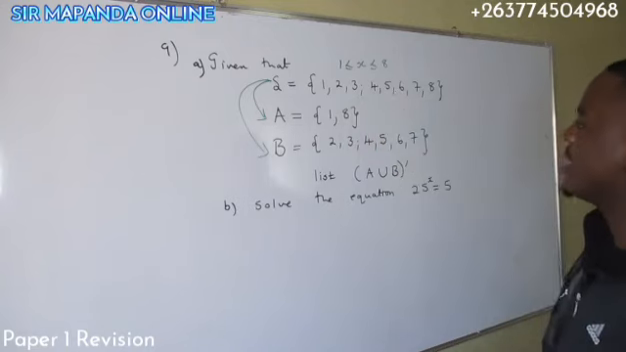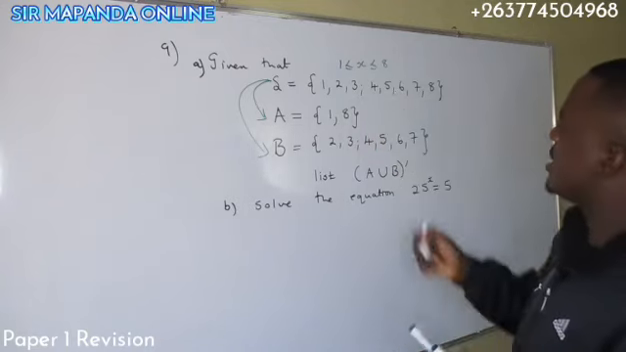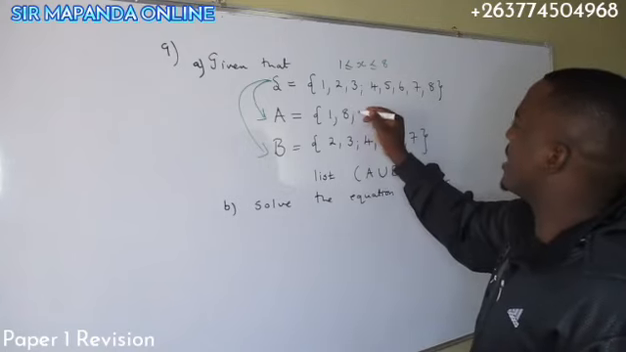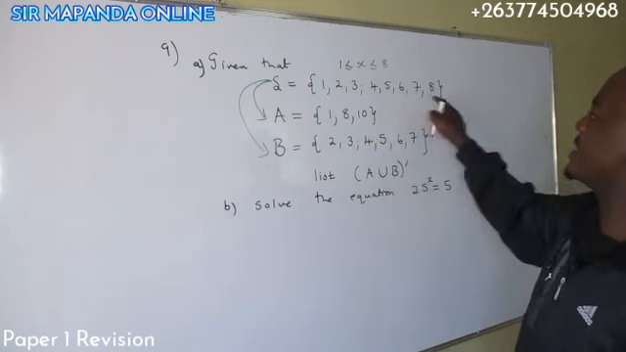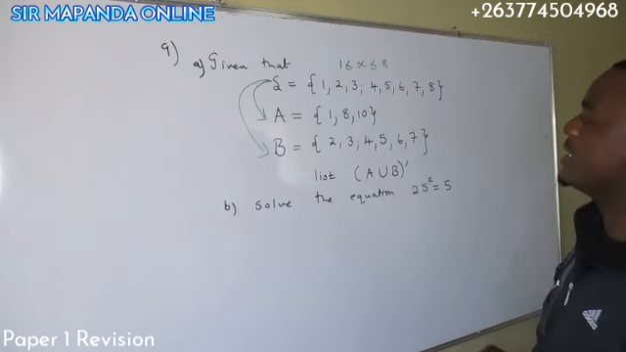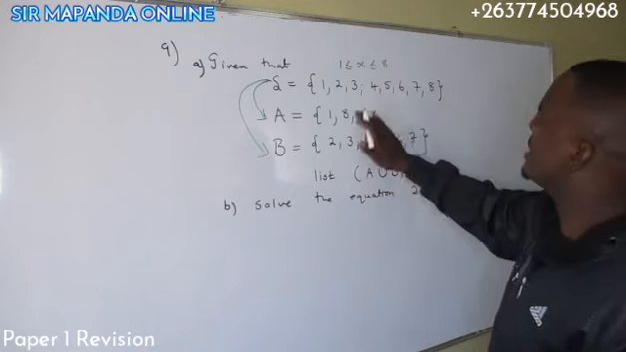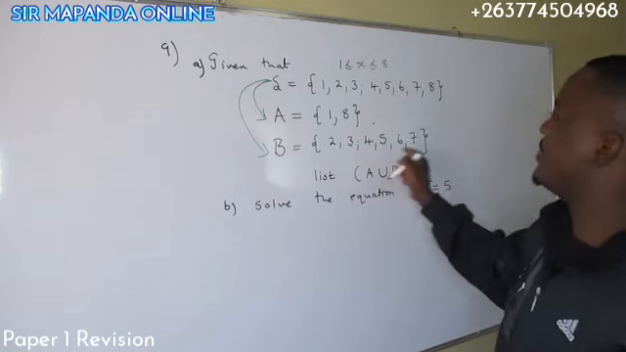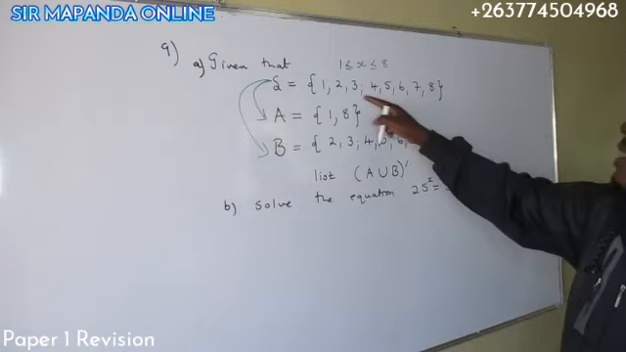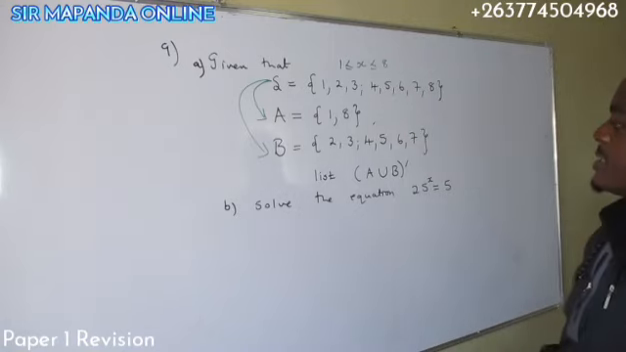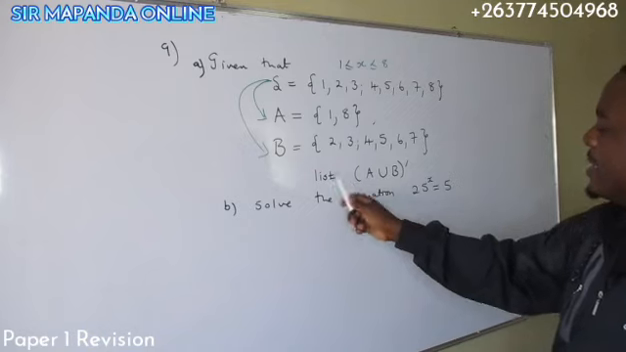I hope you are following. So what I'm trying to say is, there's no way you can have a term like 10 in set A, yet 10 is not in the universal set. It does not exist. Each and every number that you see in A and B, it is found in the main source, which is the universal set. Right, here comes the first question.